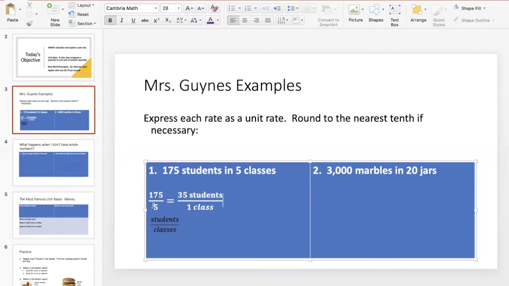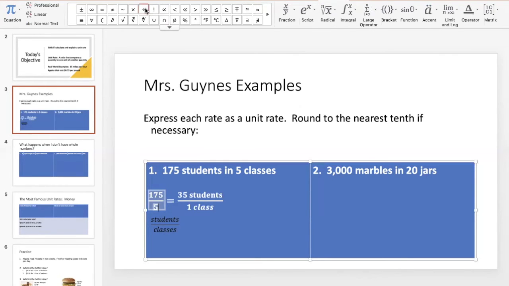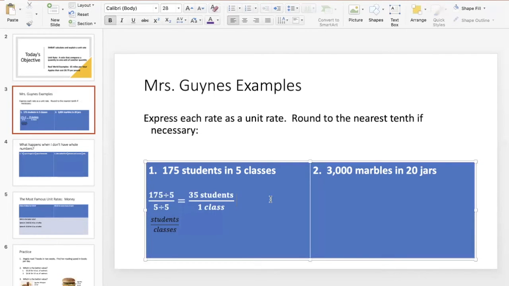So to get the unit rate, we try to convert it so that the denominator is 1. So we divide 5 by 5, and that equals 1. And then we divide 175 by 5, which is equal to 35. Okay, let's take a look at number 2.